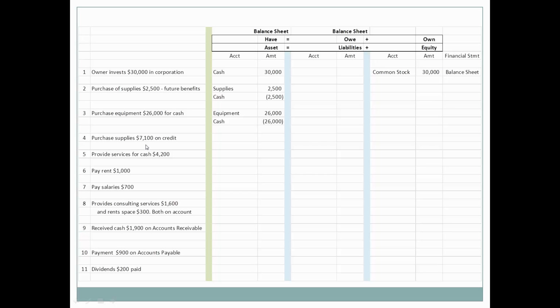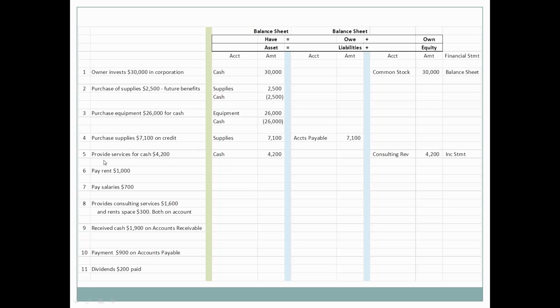Next, let's look at another transaction. We're going to purchase supplies. As a result of having purchased these supplies, our assets are going to go up by $7,100, but we purchased the supplies on credit. In other words, we did not use cash for it. So we owe on these. So what we have, we got by owing on it. So our accounts payable went up by the same amount, $7,100.